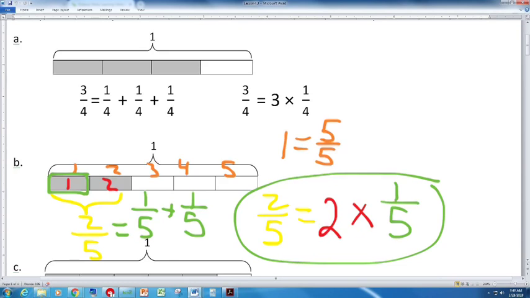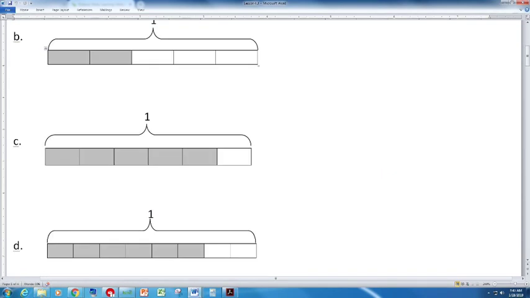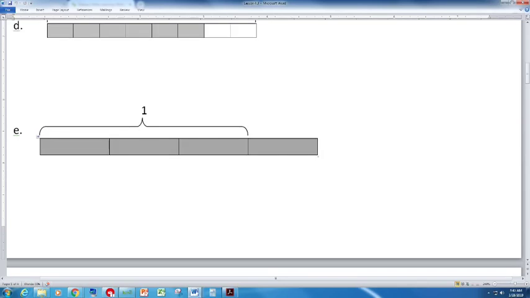Okay, so let's go down here and look at E. E, as you can notice, doesn't fully go over all the way. So this spot right here is only worth 1. How many boxes does that encompass? It encompasses 1, 2, 3. So 1 equals 3 over 3.